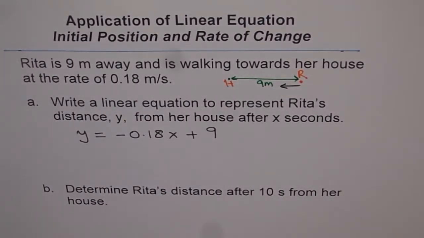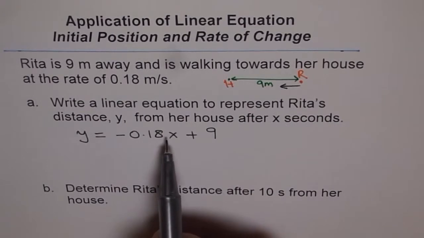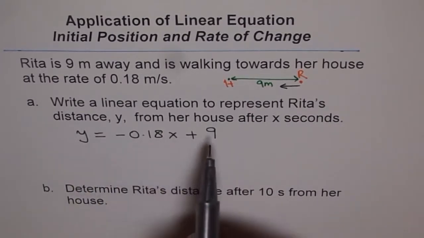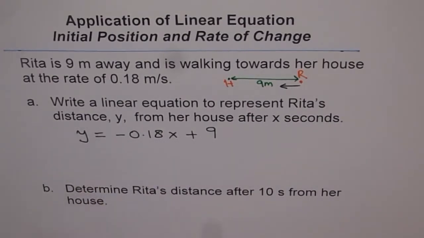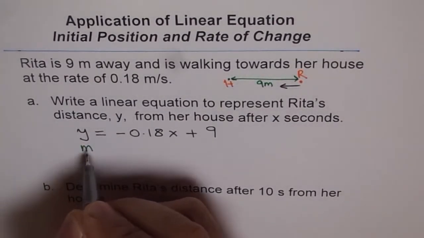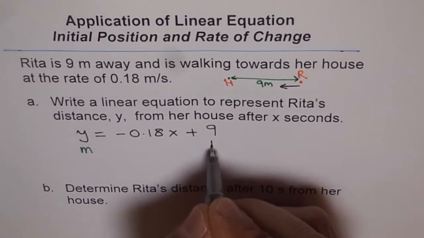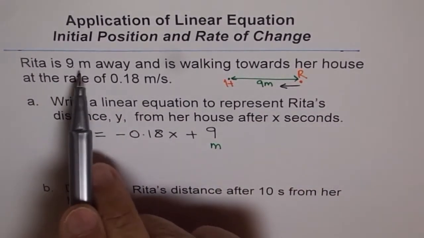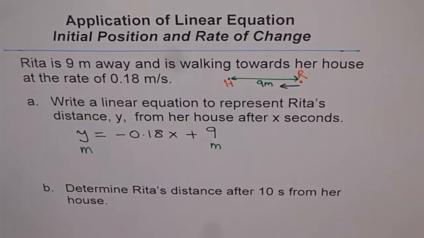We have done many examples like this, so I took this opportunity to explain this concept. One more thing I want to explain, which a student asked me: how do speed and time come into an equation which is dealing with distance, right? Let's look into units. Y is in meters, correct? Y is distance in meters. 9 is in meters, correct? It is the initial distance. Rita is 9 meters away.